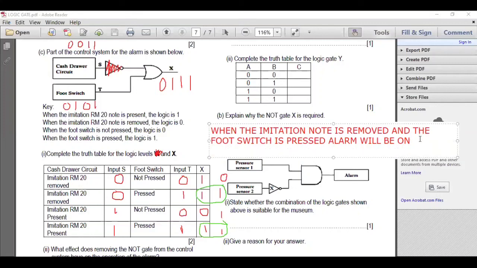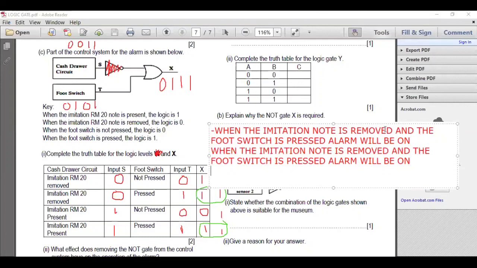Or you can even say, either you choose this one or you choose the third one. When the imitation note is present, or not removed, and the foot switch is not pressed, alarm will be on or will be triggered. That's why we need a NOT gate there.